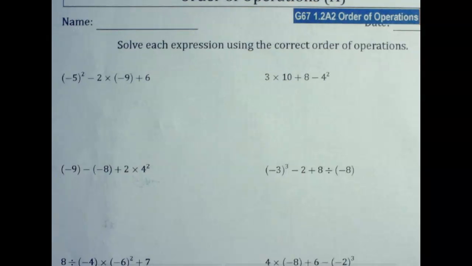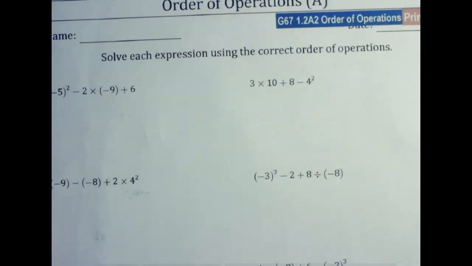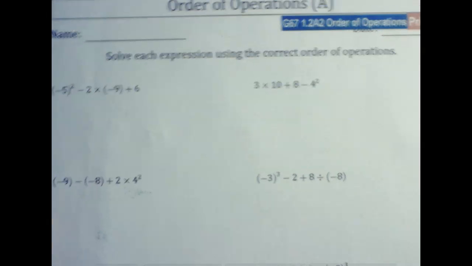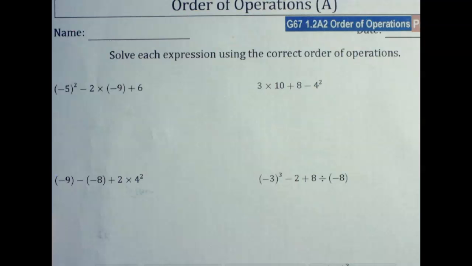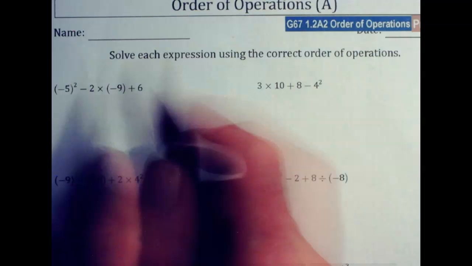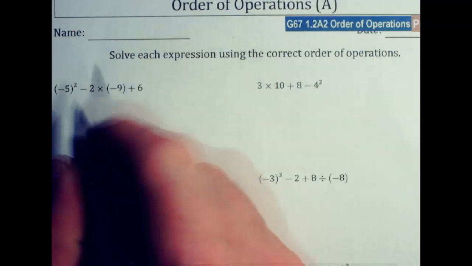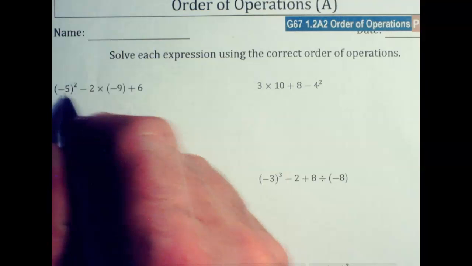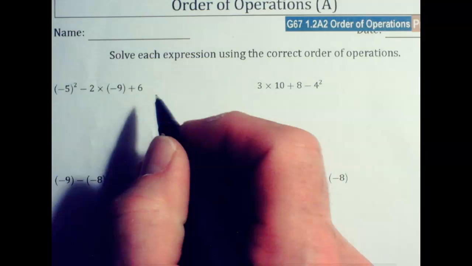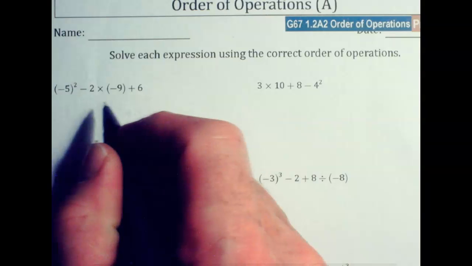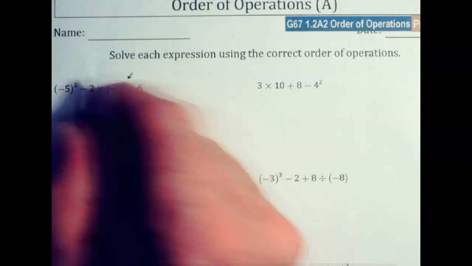Okay, today we're going to be looking at G67 1.282 order of operations. Let's just get going on this, get that squared off a little bit. Start with this first one. I'll probably do 4 of these problems for you. So we don't really have any parentheses here that designate grouping, just the ones that designate the negatives.